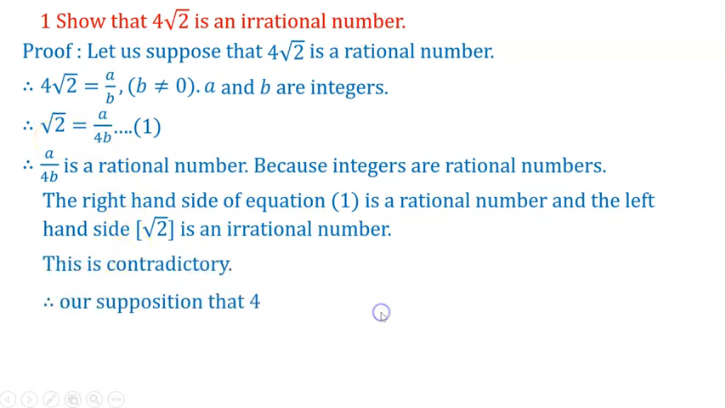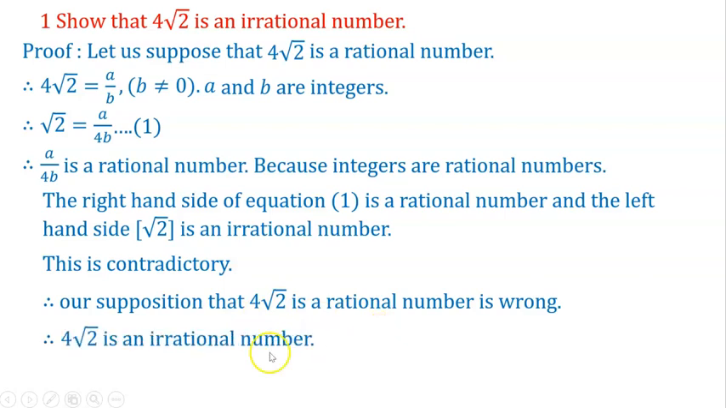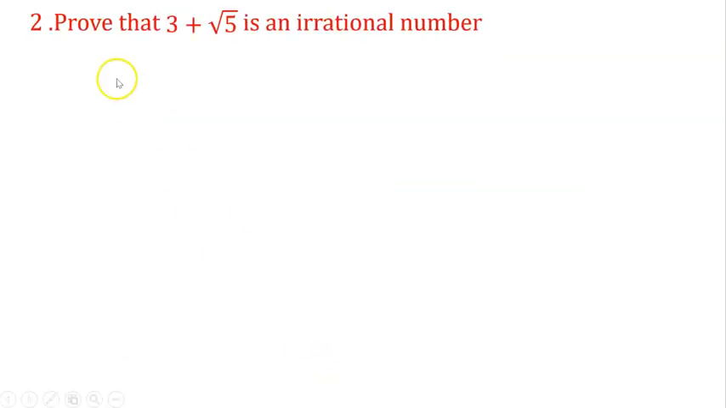This is a contradiction. Therefore, what is our assumption? Our assumption that 4 root 2 is a rational number is wrong, and hence 4 root 2 is an irrational number. Now next, prove that 3 plus root 5 is an irrational number.